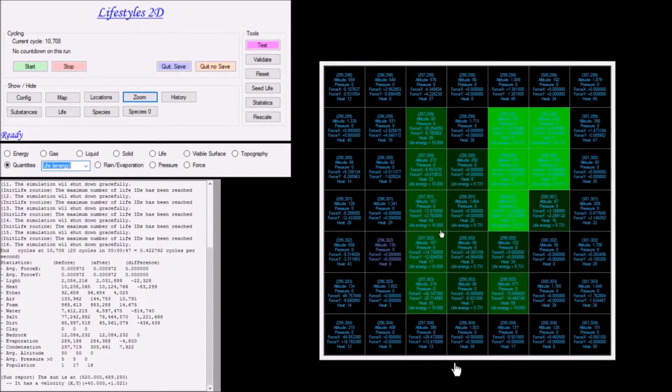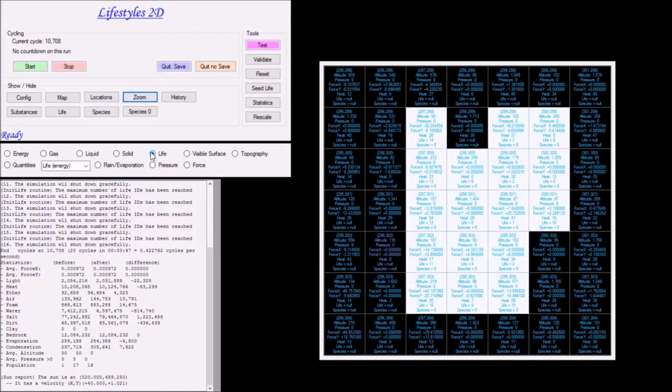Now, I'm not sure what to check next because, let's look at the species. Well, they're all species 0 because I haven't implemented mutations yet. But when I do add mutations, hopefully the species will change. They're all the same color because I made it so that all lives of the same species will be shown in the same color.